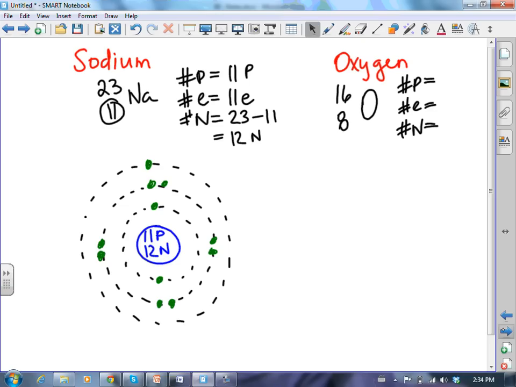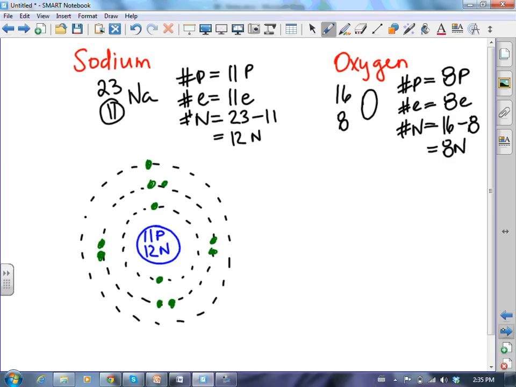So my number of protons in oxygen is the same as the atomic number. That's the smaller of the 2 numbers, so that's 8. 8 protons. My protons and electrons are always equal, so I know I have 8 electrons. And then my number of neutrons is the mass minus the atomic number, so that's 16 minus 8, 8 neutrons. So now that I have that information, I can draw my Bohr-Rutherford diagram.